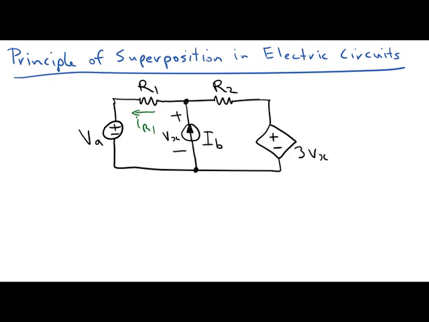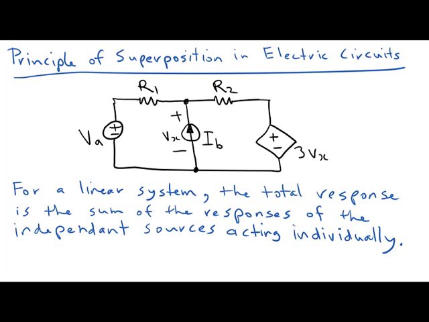And using the principle of superposition, we can simplify the analysis by creating simpler circuits to analyze and then combining the results instead of doing, say, something like a nodal analysis or mesh current analysis directly on this circuit. And the idea behind it is that for a linear system, and the definition of a linear system is beyond the scope of this course, but for a linear system, the total response is the sum of the responses of the independent sources acting individually.